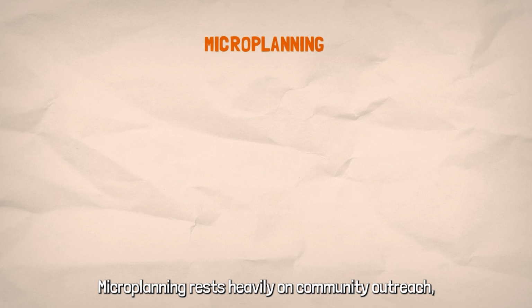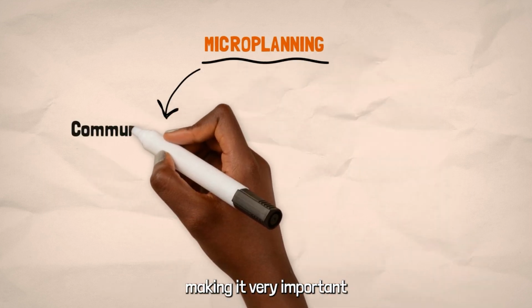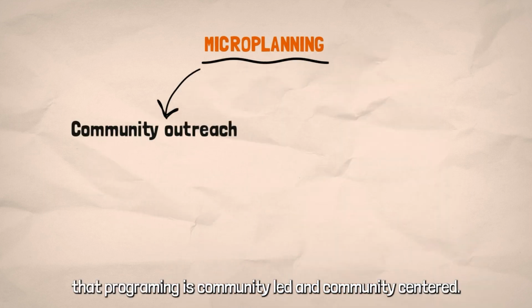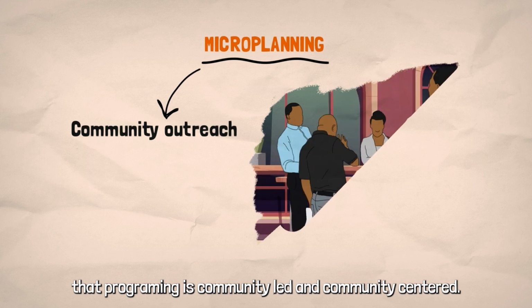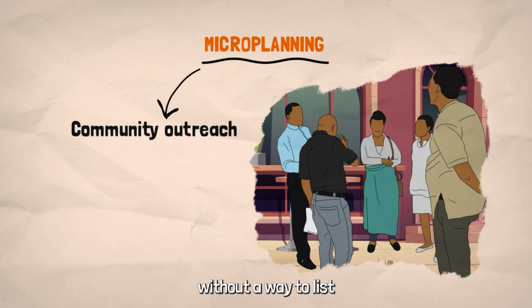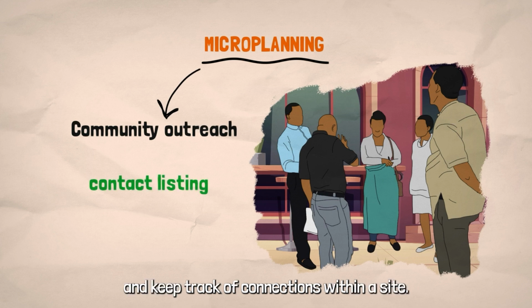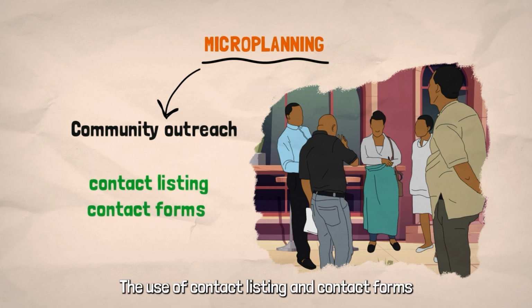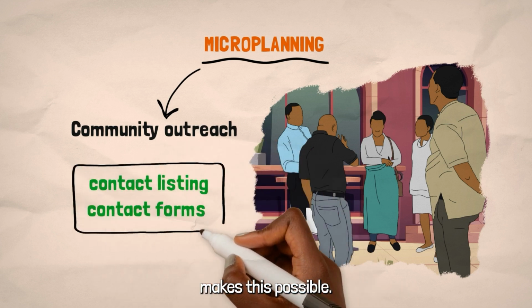Microplanning rests heavily on community outreach, making it very important that programming is community-led and community-centered. This community-first approach would be impossible without a way to list and keep track of connections within a site. The use of contact listing and contact forms makes this possible.